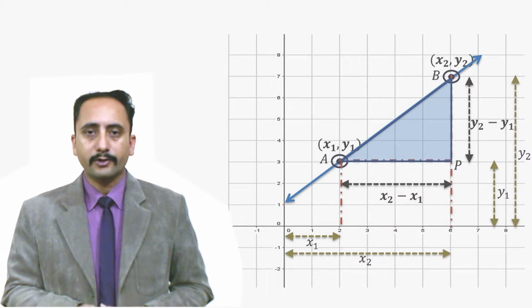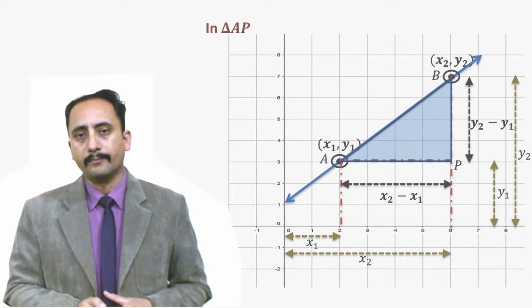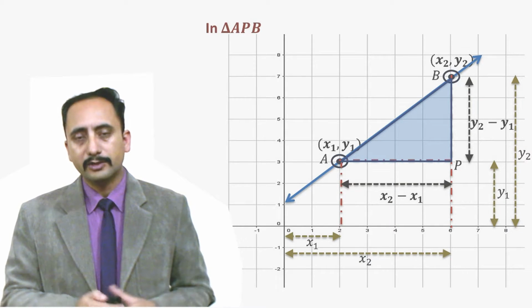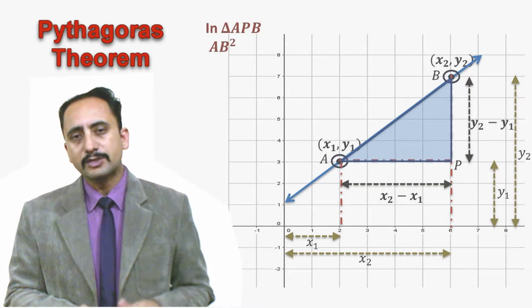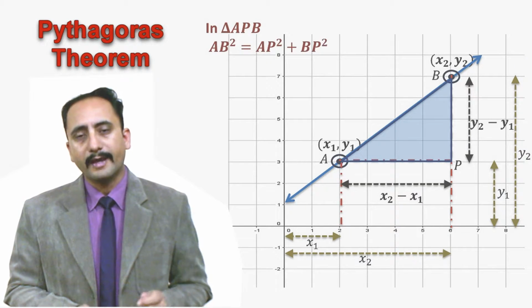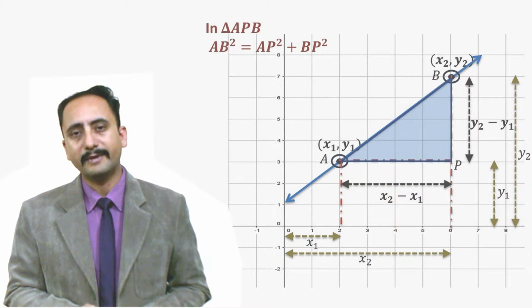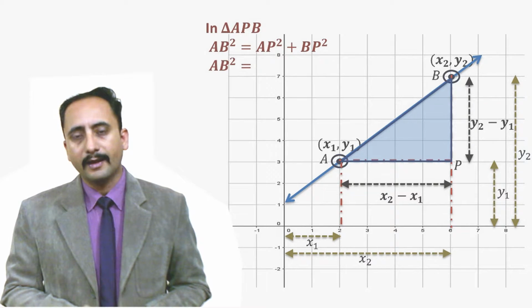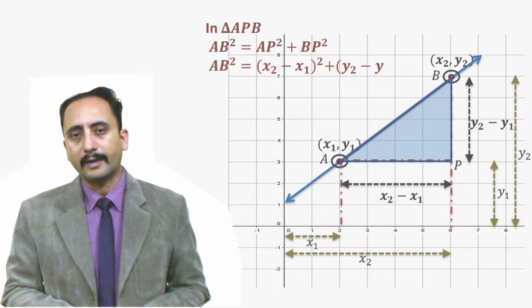Now we have a right angled triangle APB, right angled at P. AB is a hypotenuse and AP, BP are remaining two sides. Pythagoras theorem states that AB square is equals to AP square plus PB square. Let's substitute the values of AP and PB. We know that AP is x2 minus x1 and PB is y2 minus y1.